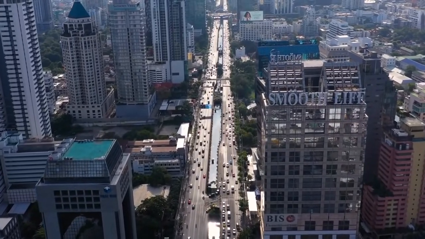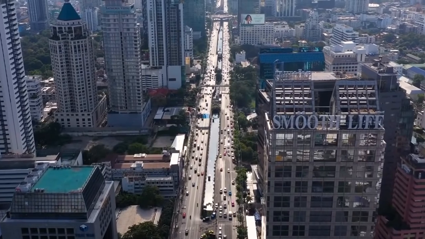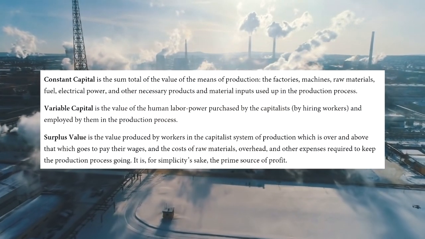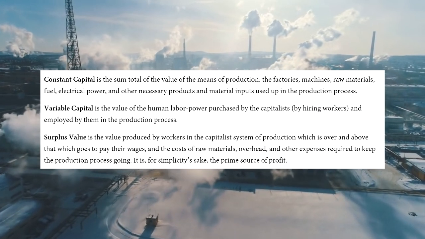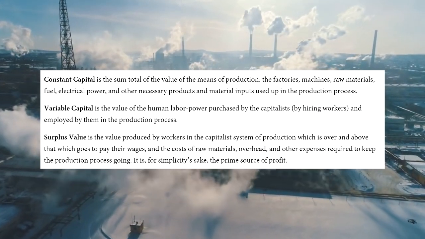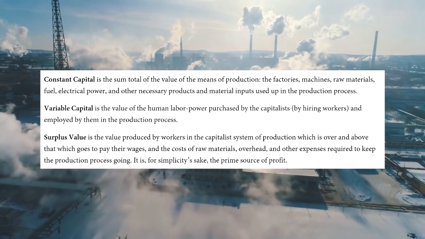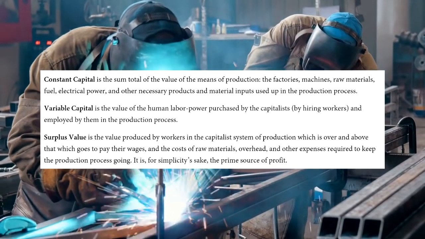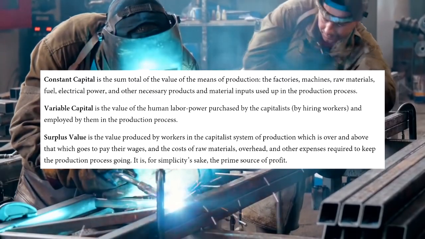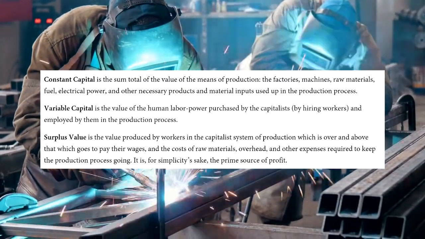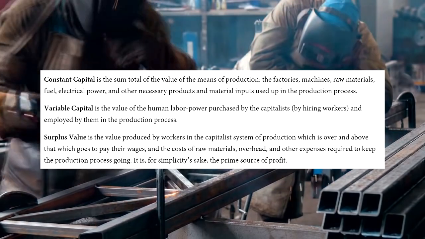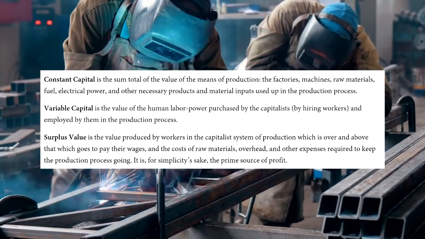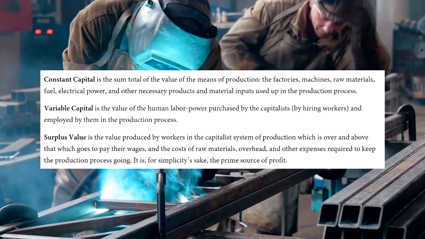Well, right before this, we need to define a few things so it's easier to understand. Constant capital is the sum total of the value of the means of production: factories, machines, raw materials, fuel, electric power, and other necessary products and material inputs used up in the production process. Variable capital is the value of the human labor power purchased by the capitalists, by hiring workers, and employed by them in the production process. You can think of it more simply as constant capital is the stuff you need to make commodities, meanwhile variable capital is the human input, meaning labor.